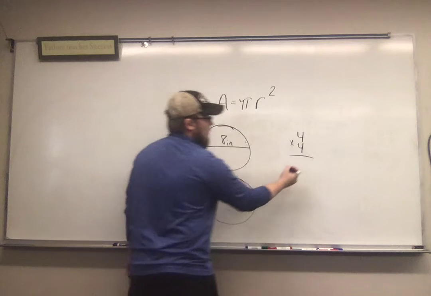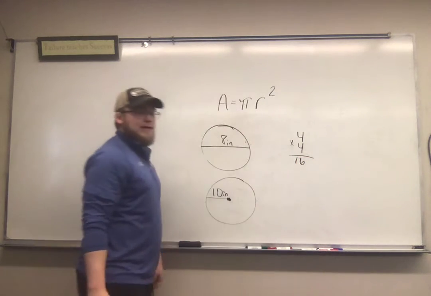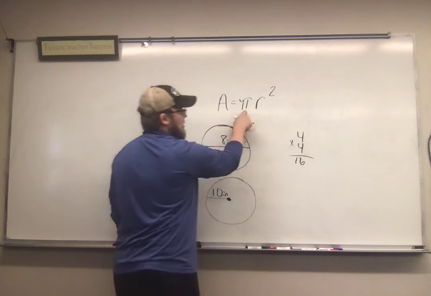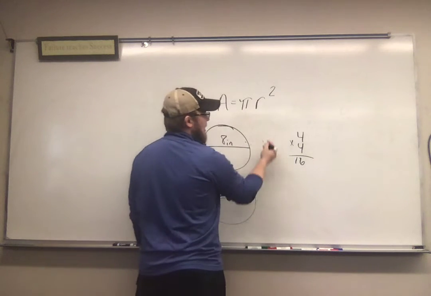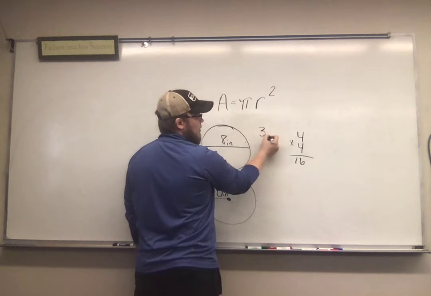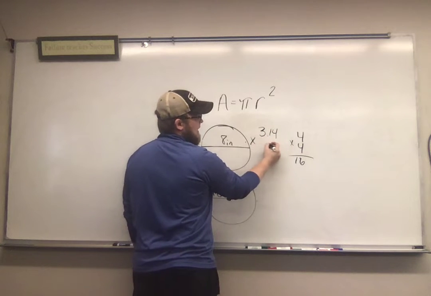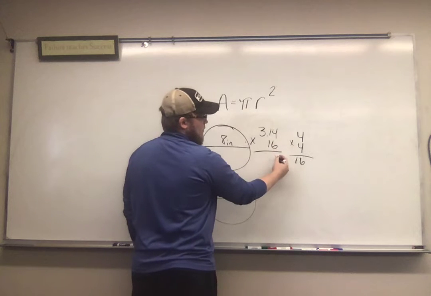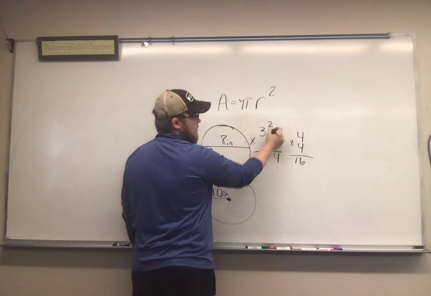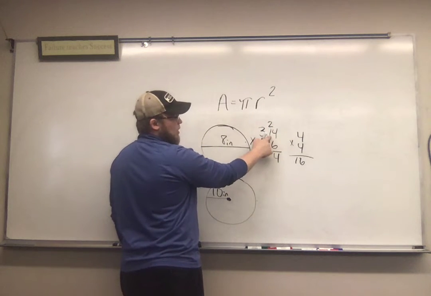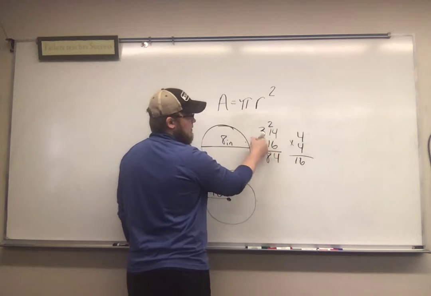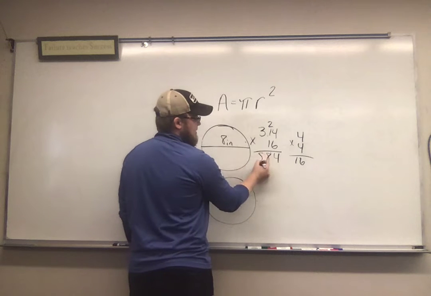Okay, and 4 times 4, we know, is 16. And from there, we're going to take 16 times the remaining one, which is pi. So I have 3.14 times 16. We go 6 times 4 is 24. 6 times 1 is 6, plus 2 is 8. And then 6 times 3 is 18.